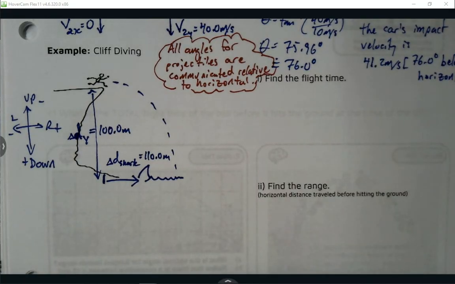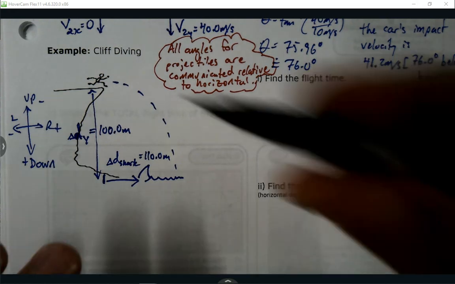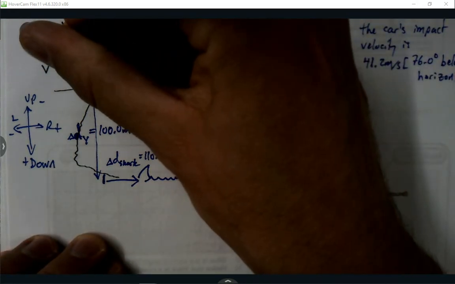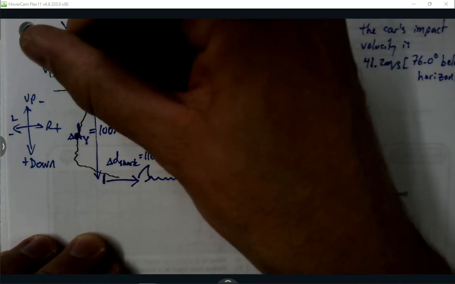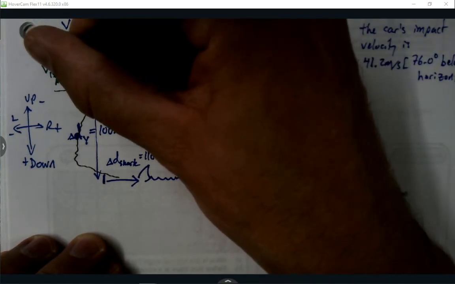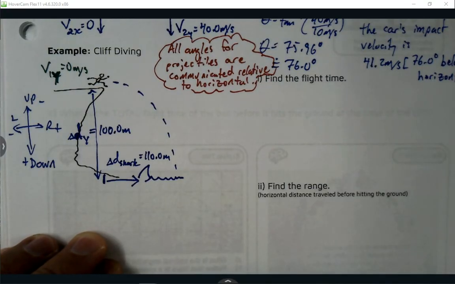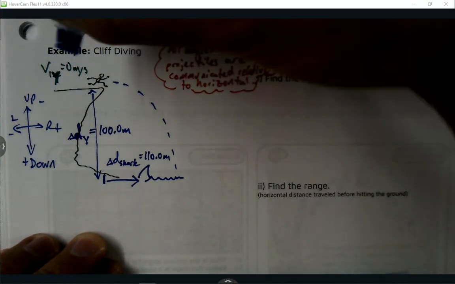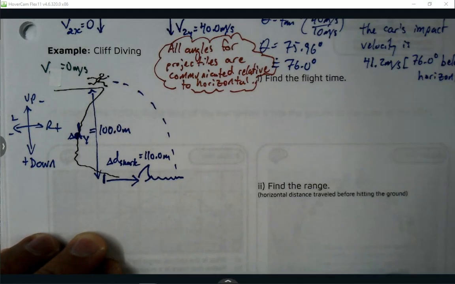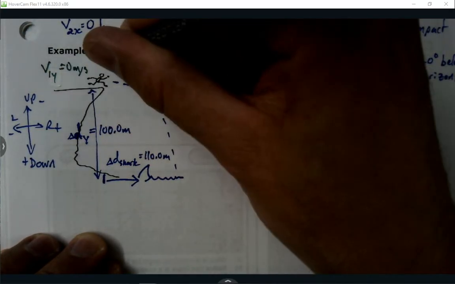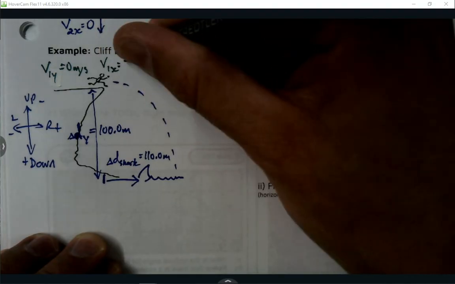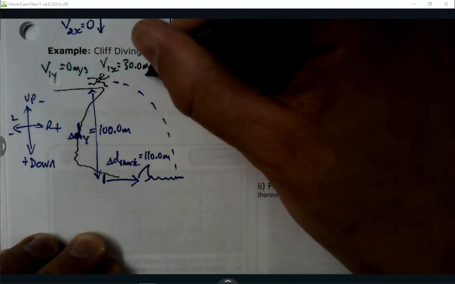Got to know a little bit more information about this person. Turns out that this person is fast. Since they're running horizontally, we're going to say that V1y is equal to 0 meters per second. Sorry, V1y, that's important. V1y is 0 meters per second. But they are fast, because V1x is 30.0 meters per second.